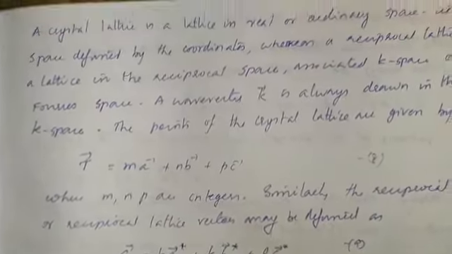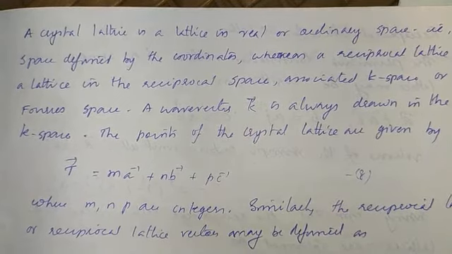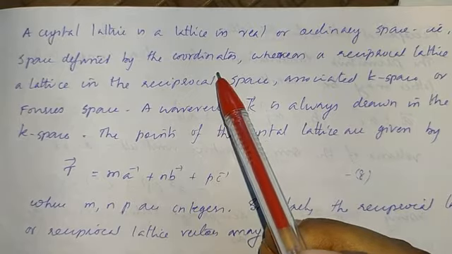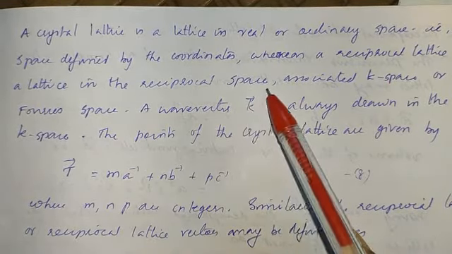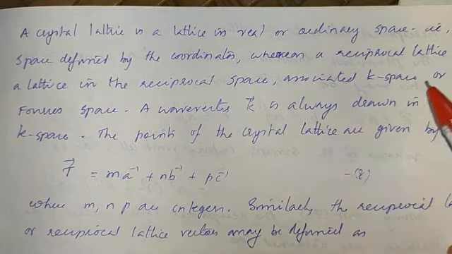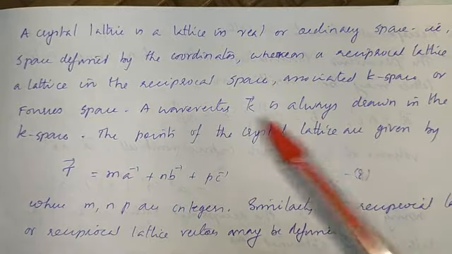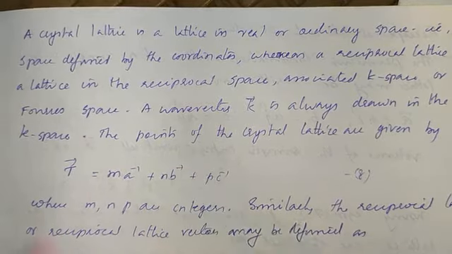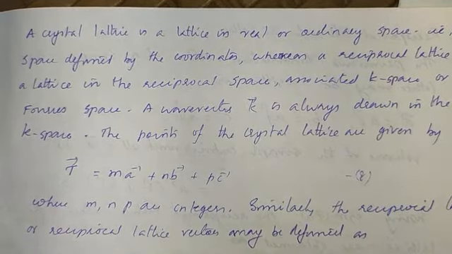A crystal lattice is in real or ordinary space, that is, the space defined by the coordinates, whereas the reciprocal lattice is a lattice in the reciprocal space, also called K space or Fourier space. A wave vector K is always drawn in the K space. The reciprocal lattice space is the K space or Fourier space of the original lattice space.